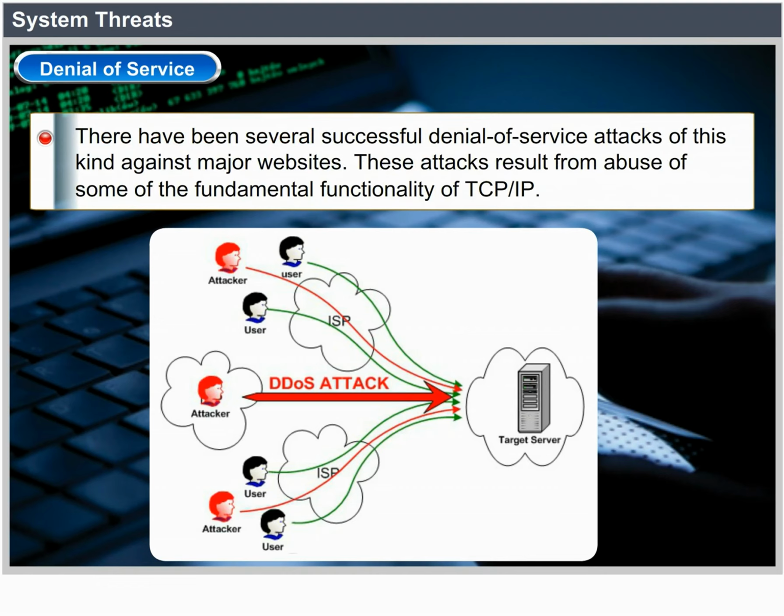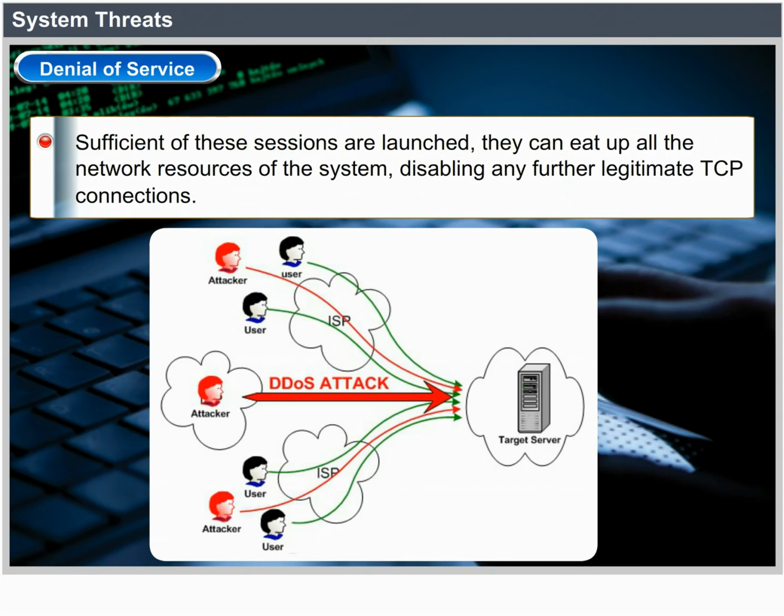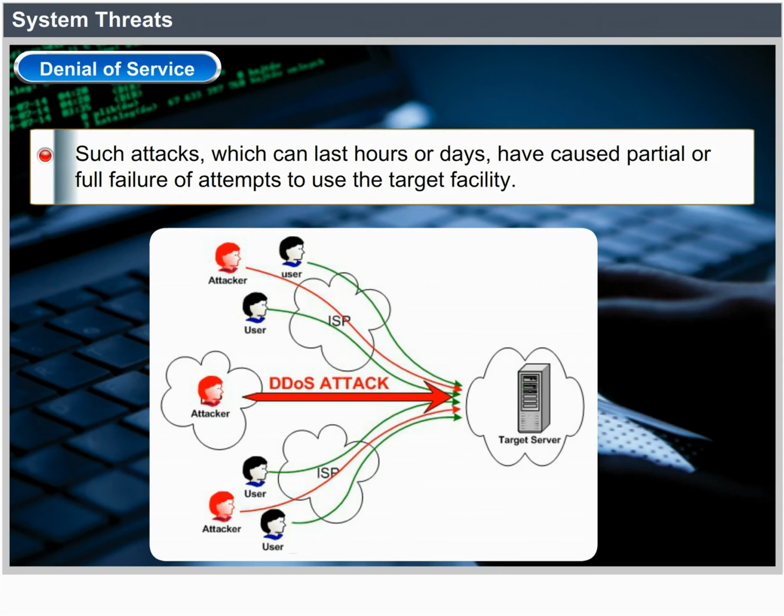For instance, if the attacker sends the part of the protocol that says, "I want to start a TCP connection," but never follows with the standard, "The connection is now complete," the result can be a partially started TCP session. If enough of these sessions are launched, they can eat up all the network resources of the system, disabling any further legitimate TCP connections. Such attacks, which can last hours or days, have caused partial or full failure of attempts to use the target facility. The attacks are usually stopped at the network level until the operating systems can be updated to reduce their vulnerability.